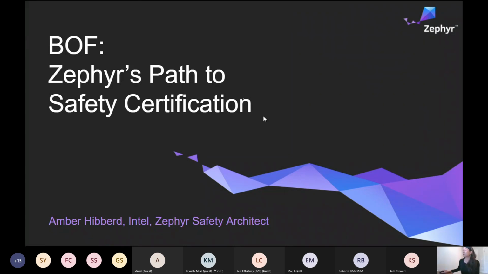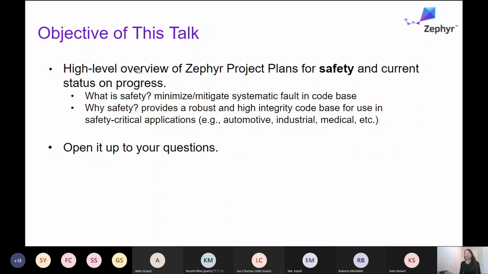All right. Okay, so like I just said, the objective is just to give that high-level overview of the project plans for safety and where we are currently at. I assume most of the audience is familiar with functional safety, safety certification, and all of that stuff.